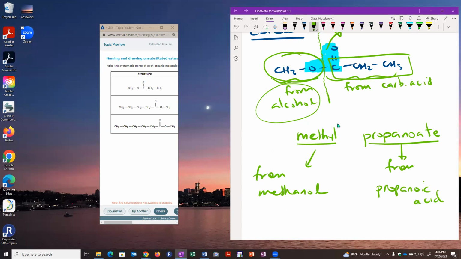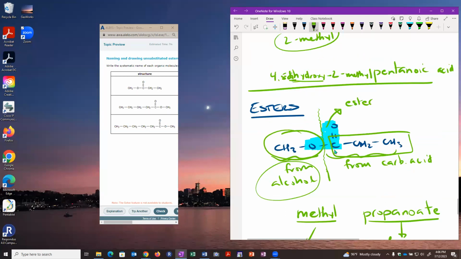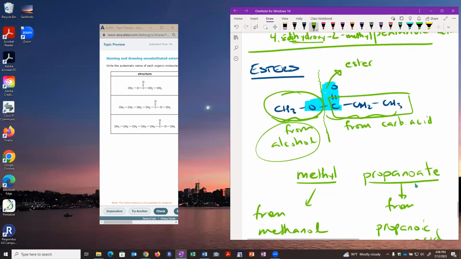Okay, so when you're given the structure, identify what family it belongs to by locating the functional group, and then we're going to use the rules for nomenclature to come up with the first name and then the last name. First name comes from the alcohol, last name comes from the acid.